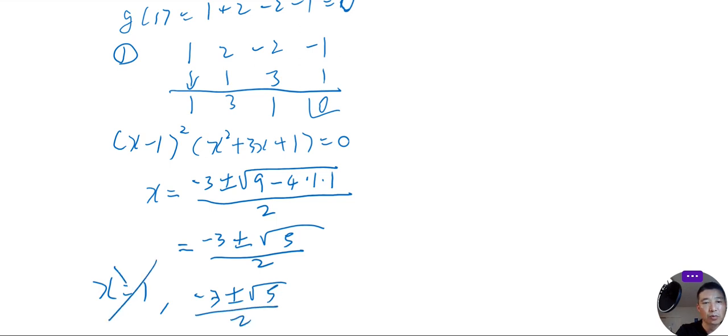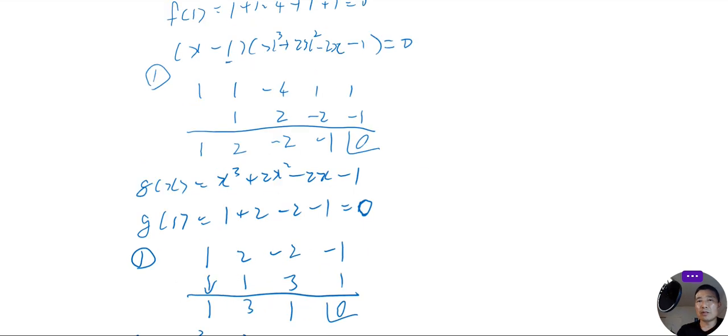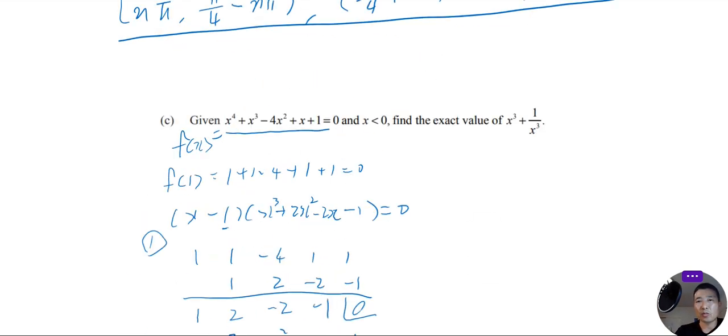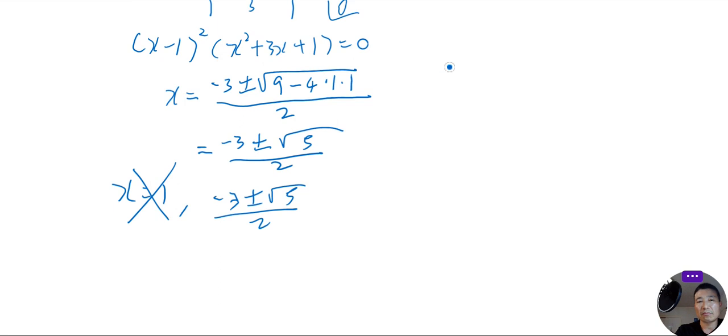Obviously, 1 is not the one we are finding because it's positive. So these two answers: negative 3 plus the square root of 5 over 2, which is negative because the square root of 5 is 2.2 something, and negative 3 minus the square root of 5 over 2 is obviously negative. So these are negative numbers. So that should be the answer. But I'm wondering, because the question says exact value, not values.